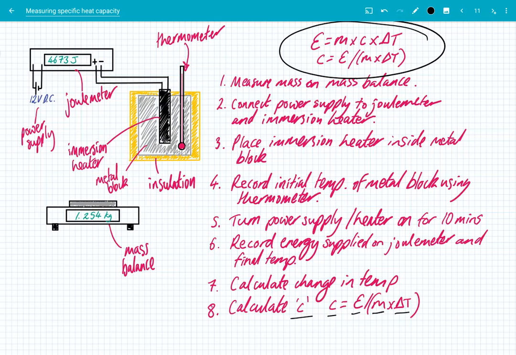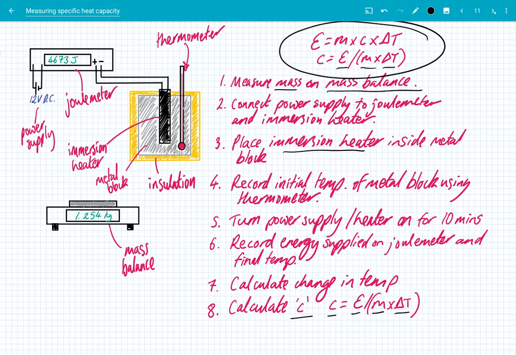So let's just quickly run back over that. If you want to measure the specific heat capacity of a material, you need to know the energy, the mass, and the change in temperature. So you measure the mass on the mass balance. Then you're going to connect your circuit as you've got here, where you have a power supply connected to a joule meter and immersion heater. You then place the immersion heater inside the metal block.